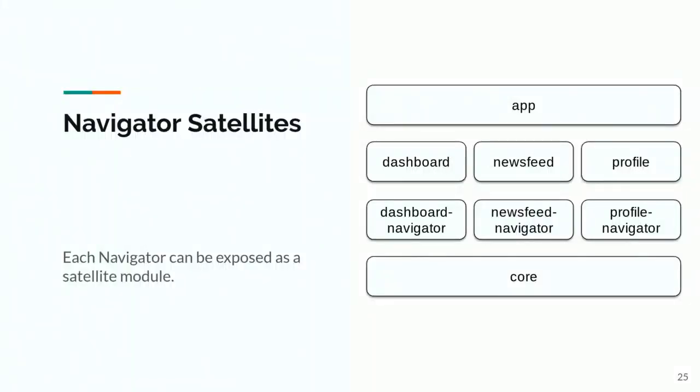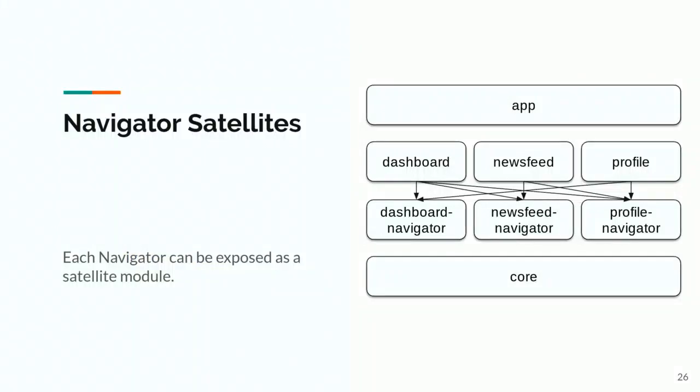The feature navigators or satellites can also be extracted into separate modules that are basically floating around next to the actual feature module. The features, if they want to navigate to another feature, now no longer need a dependency onto the feature. Instead, they add a dependency to the navigator module. It's smaller, it's faster to recompile if things change, and it makes things a bit more flexible.